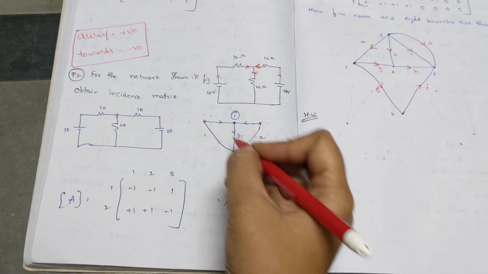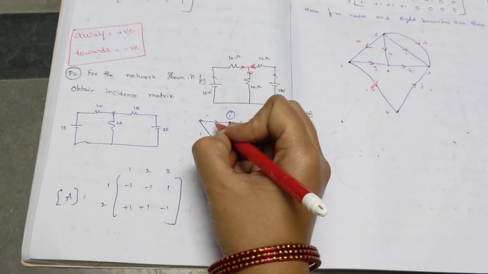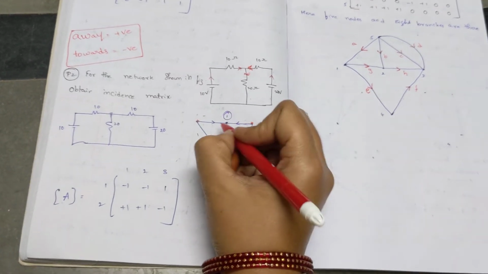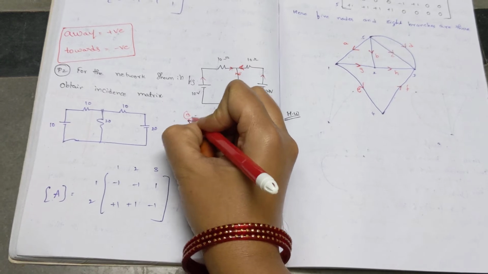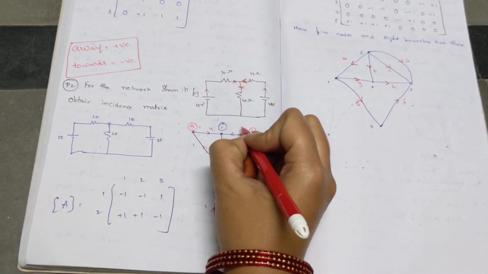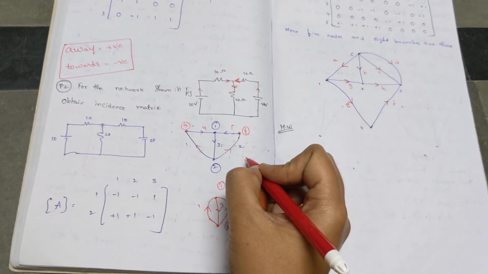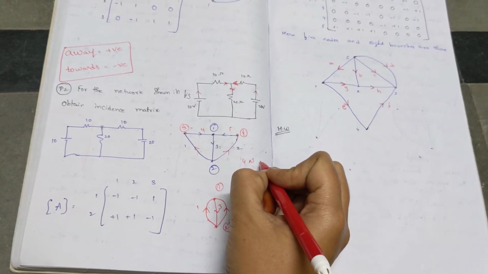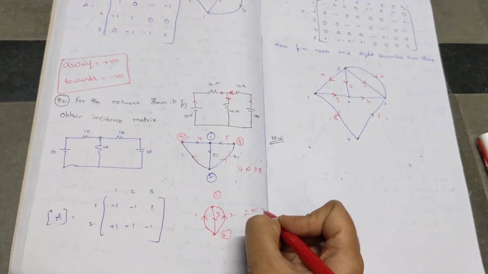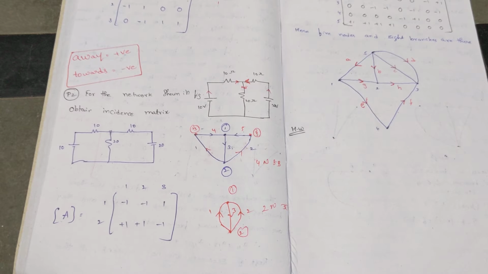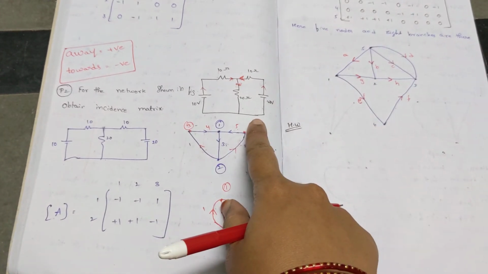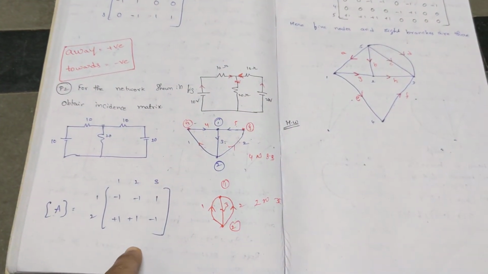Either you may go with the 1, 2, 3, 4, 5. You may go with 4 nodes, 5 branches, or 2 nodes, 3 branches. Okay, either way it is correct. Okay, so this is a way how we are having a network and to draw the incidence matrix.